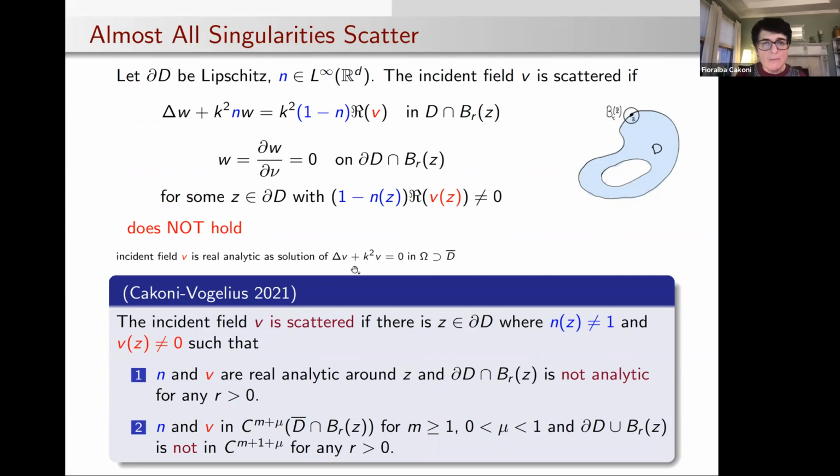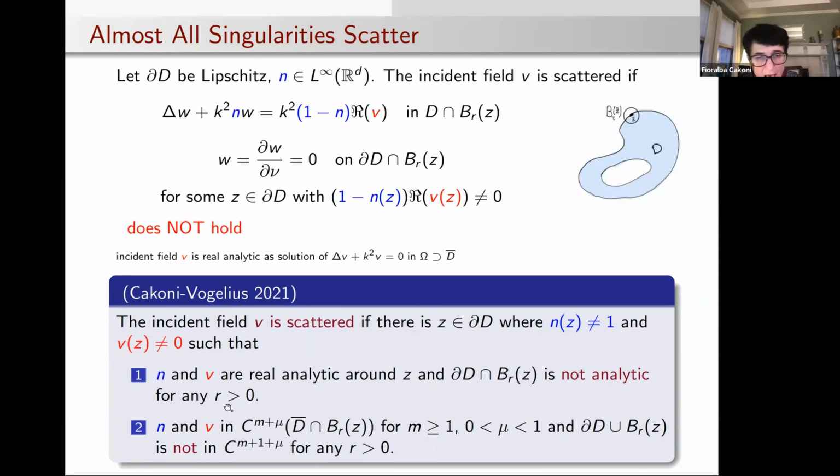So now using free boundary methods, we can understand necessary conditions for this to hold or sufficient conditions for this not to hold, right? So basically we show that the incident field V is scattered if there exists a point on the boundary, okay, where the refractive index is not one and the incident field doesn't vanish there, such that N and V are real analytic, but the boundary is not locally analytic, okay?